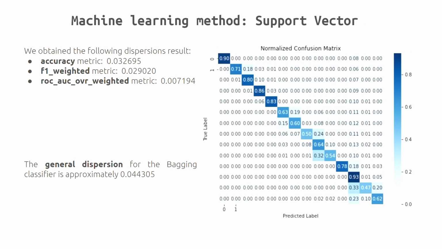And finally, we will consider the support vector machine learning method. We can see the calculation results on the slide. From the normalized confusion matrix, we can conclude that the accuracy of detecting the movement of one finger is higher than that of other combinations.